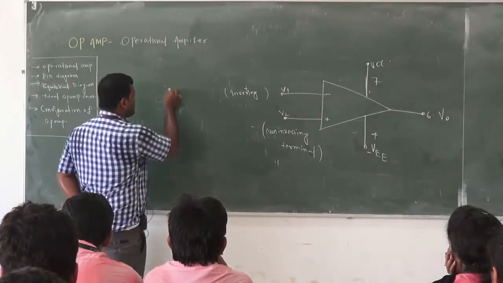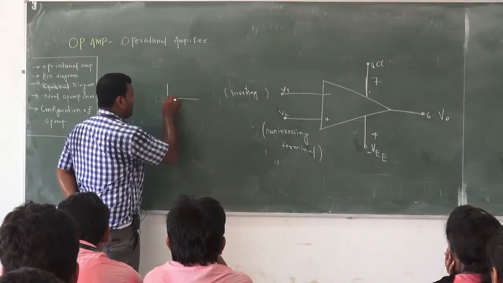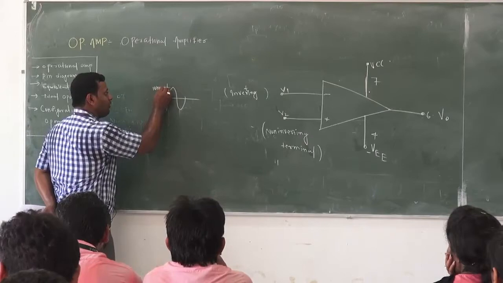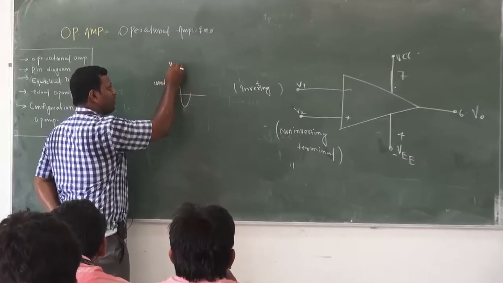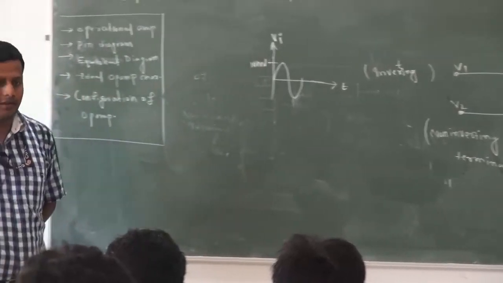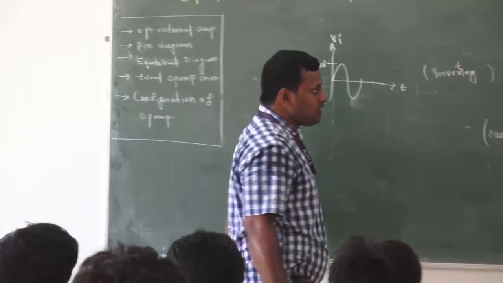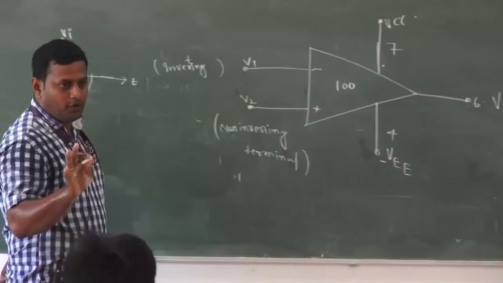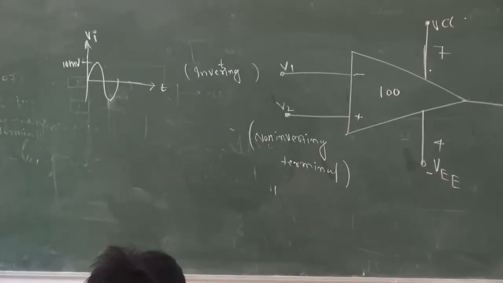Now the meaning of this is like this. Sometimes I may apply my input signal like this, and the maximum voltage may be 10 millivolt. Here it is Vi, with respect to time. Suppose the amplifier has a gain of 100. All of you know the gain is a dimensionless quantity.